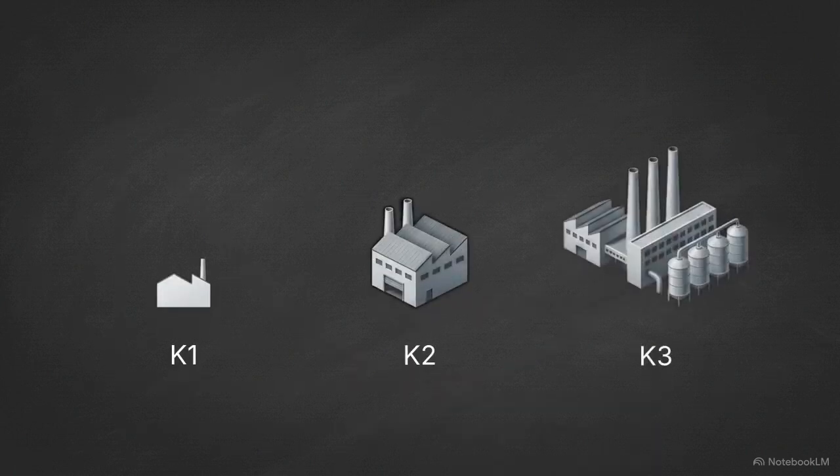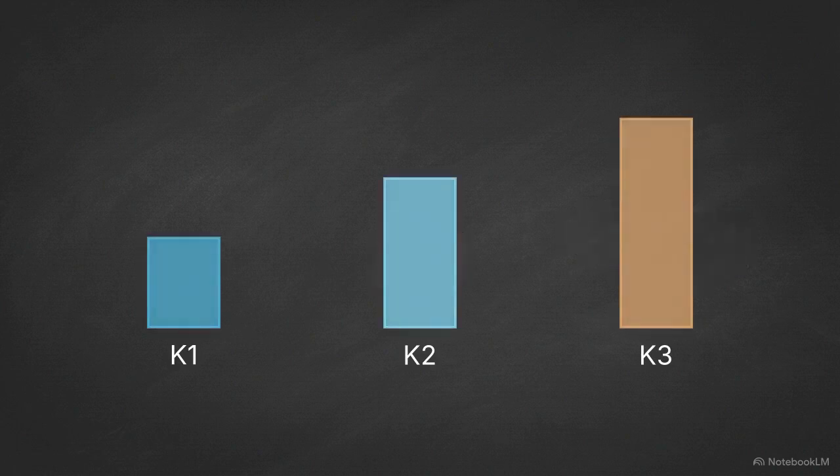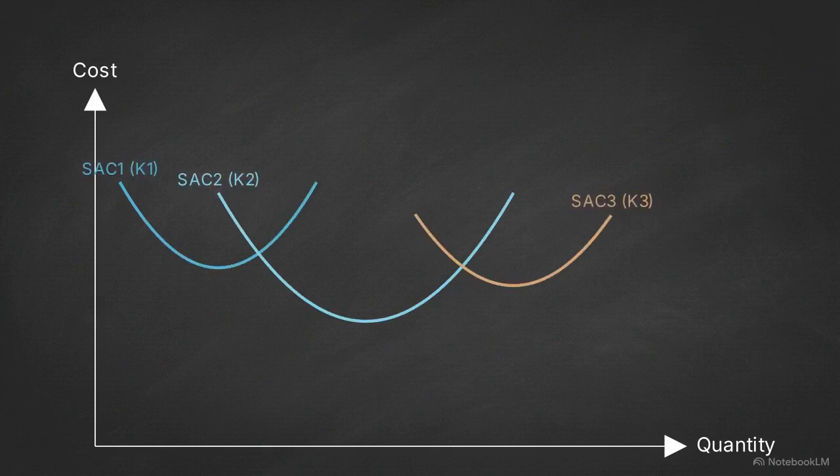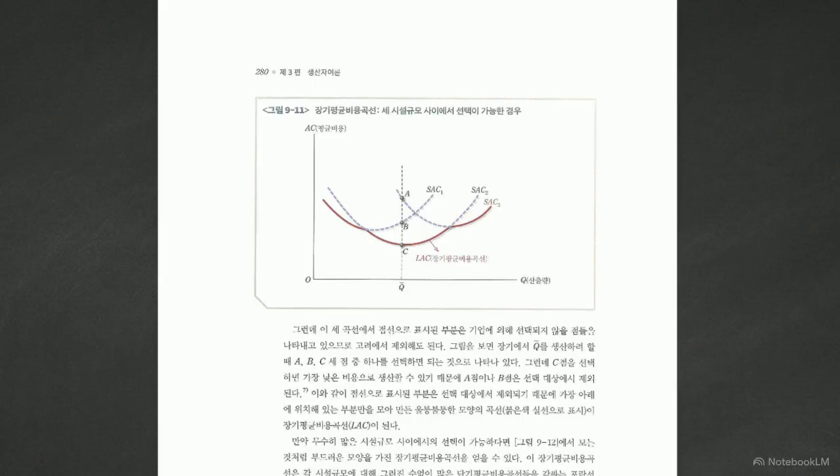Imagine a firm deciding between 3 specific factory sizes, K1, K2, and K3. Each represents a different level of investment and physical capacity, and each has its own unique cost structure based on how much the firm intends to produce. This graph illustrates the choice. The 3 U-shaped curves, SAC1, 2, and 3, show the short-run average costs for those 3 factory sizes.